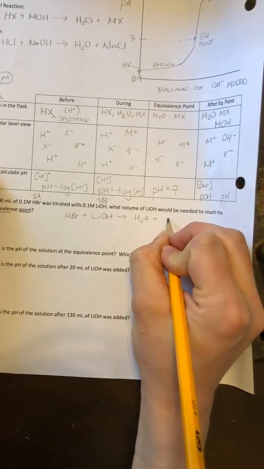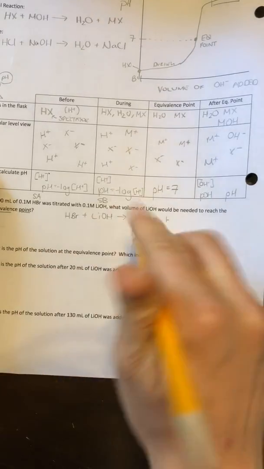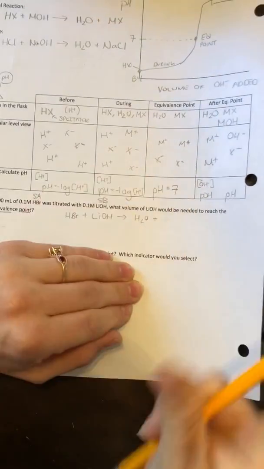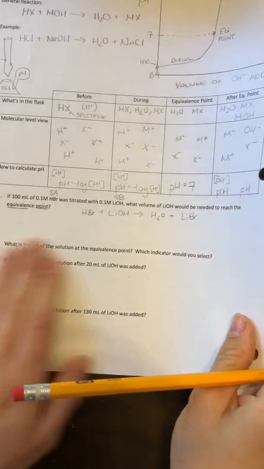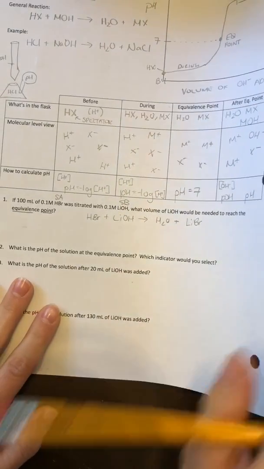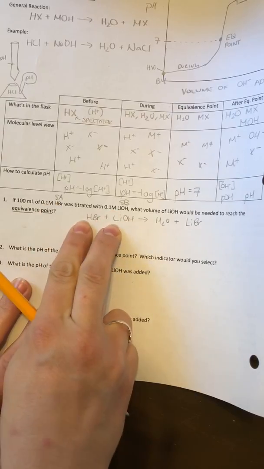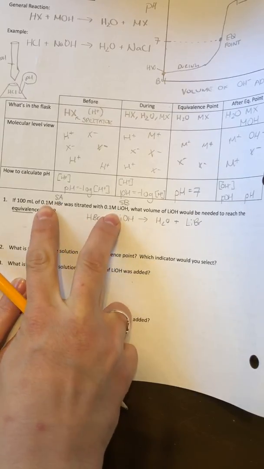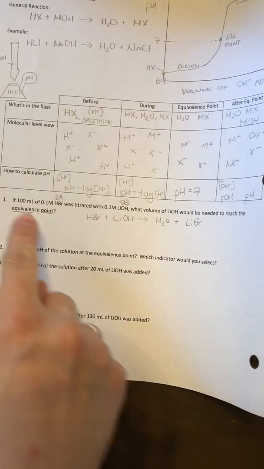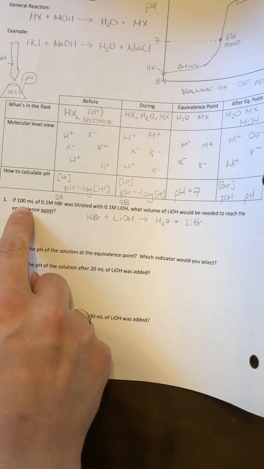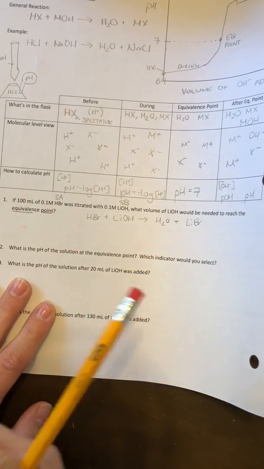You should find that these will react in a 1-to-1 mole ratio. So I can answer this question just by thinking about the 1-to-1 mole ratio and the fact that these are the same molarity. So if they react in a 1-to-1 mole ratio and if these solutions are with the same exact molarity, that means they're going to take the same amount of volume to reach the equivalence point. So I will need 100 milliliters of lithium hydroxide to reach the equivalence point.